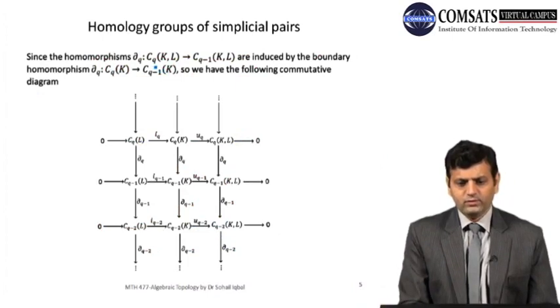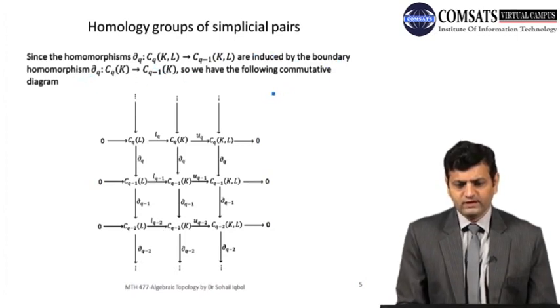So since the homomorphisms are induced by the boundary homomorphisms, once again we are just saying that if I have C_q(K) quotient with C_q(L), it goes to C_{q-1}(K) quotient with C_{q-1}(L). So how do we define this? Take an element of C_q(K), apply ∂_q, and get an element of C_{q-1}(K). So basically we are using just the boundary. We are just using these boundary homomorphisms to define the maps between C_q(K,L) and C_{q-1}(K,L) and so on.